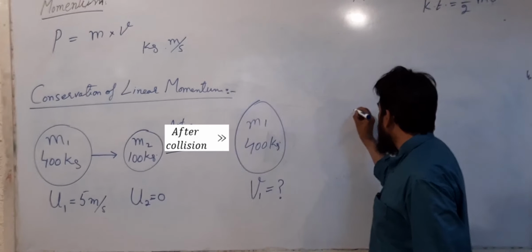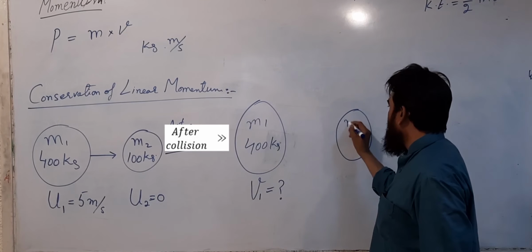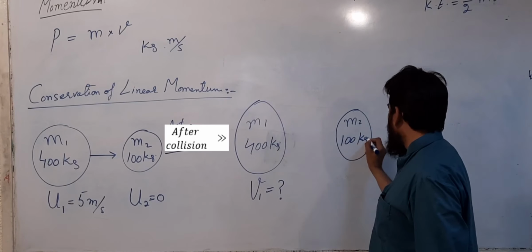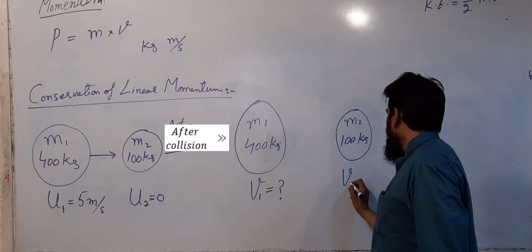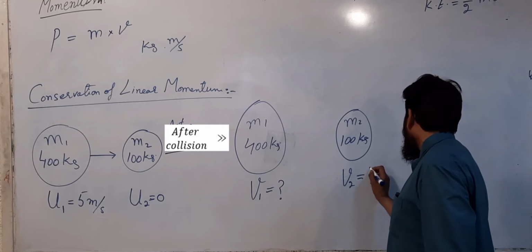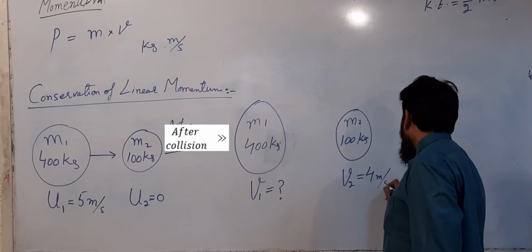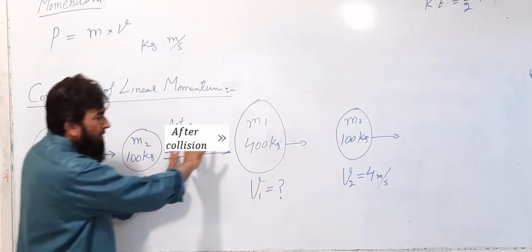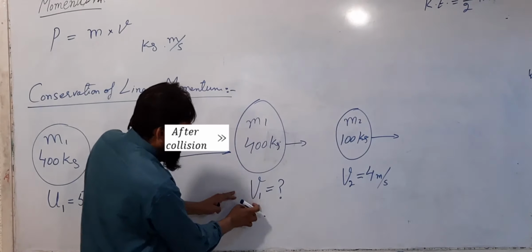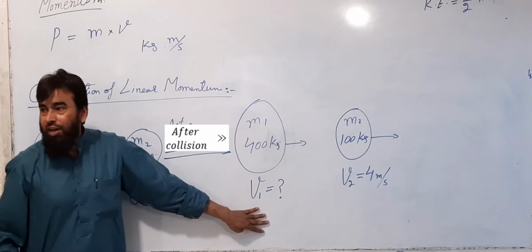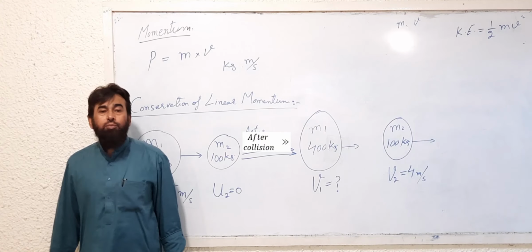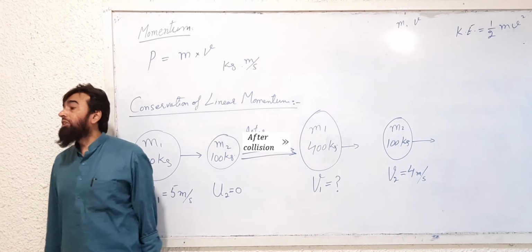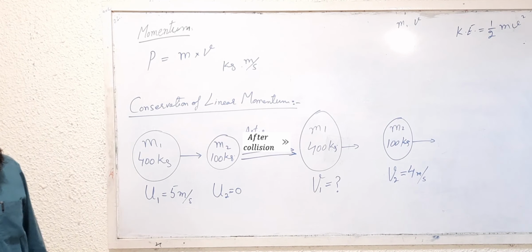While this body is moving, this m2 is moving with velocity v2, say it is 4 meter per second. When this body strikes this body, after the collision, this body will have a certain velocity. We have to find out this velocity. We have to find out what will be the velocity of this body after the collision. Okay? So what should we do?